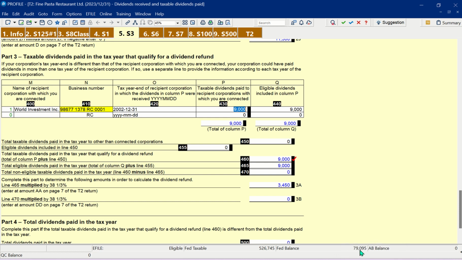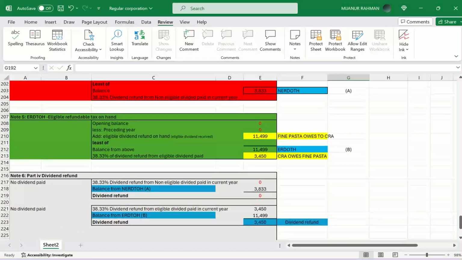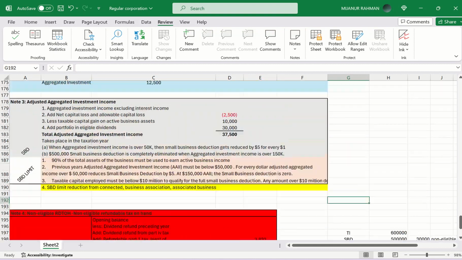You can see over here that this file, we can e-file, and our federal taxable amount, at the bottom of the screen, is $526,745, and the federal balance is $79,095. It's supposed to be the combined balance. I don't know why it's showing federal balance. It's really the combined balance. I didn't show you the Ontario tax in this one. You know how to calculate this Ontario tax, which is over here.